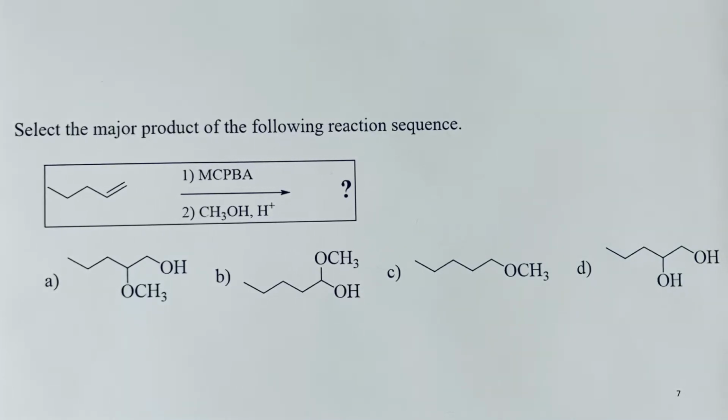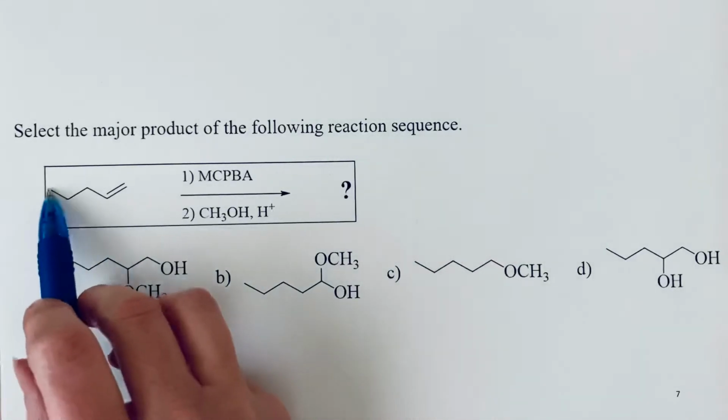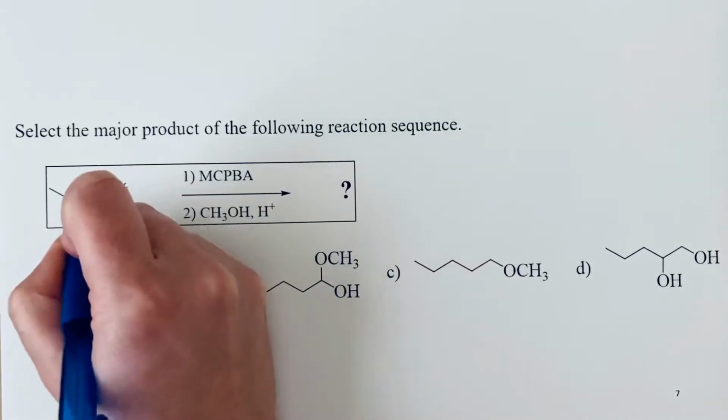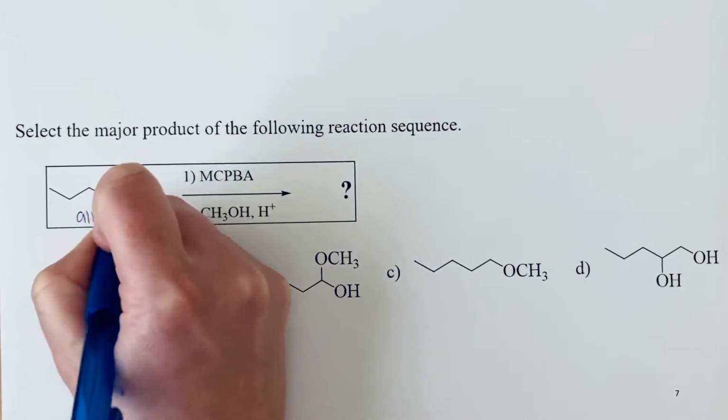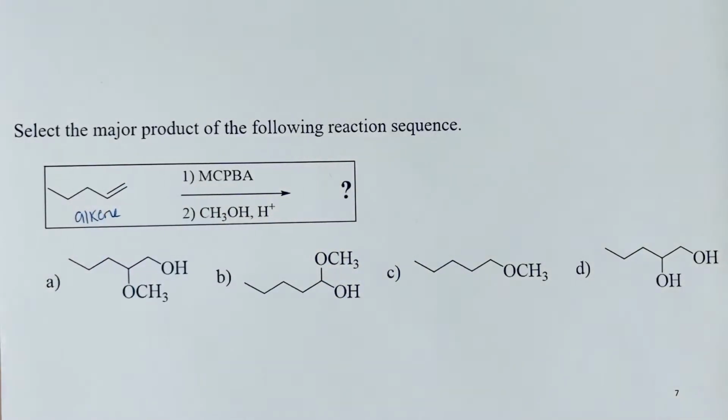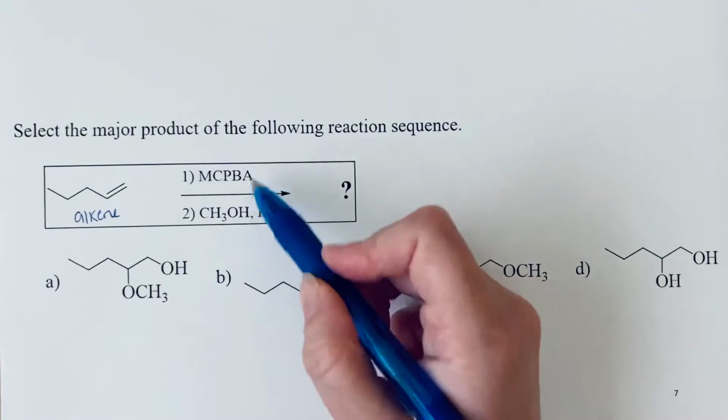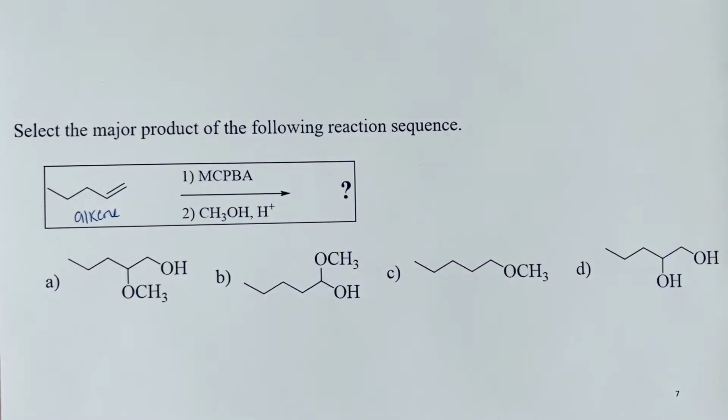Select the major product of the following reaction sequence. So if we look at what we are starting with, we see that we have an alkene. We have that carbon-carbon double bond. And then we see a two-step reaction sequence that we're going to undergo here.